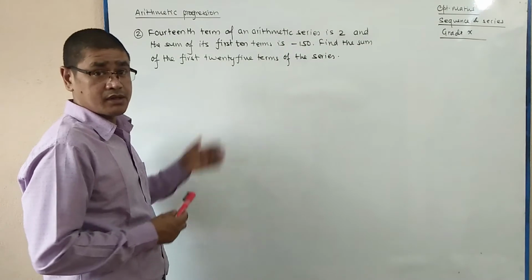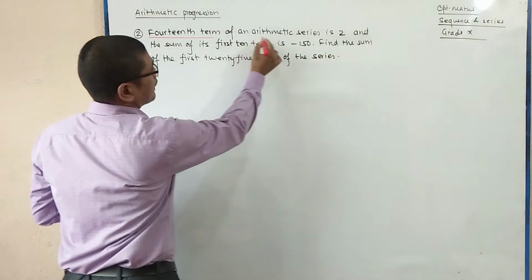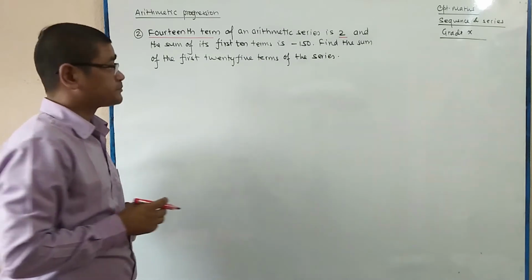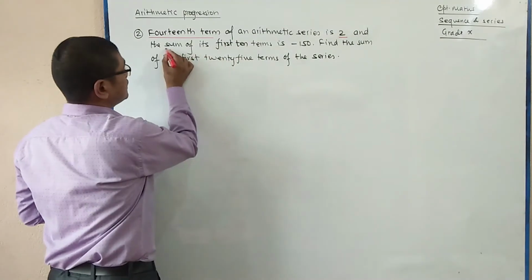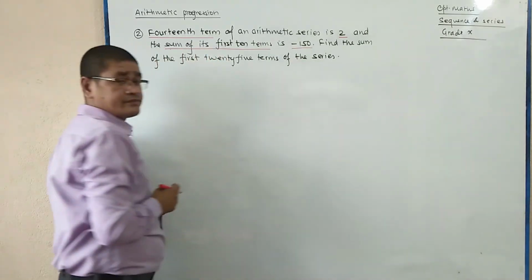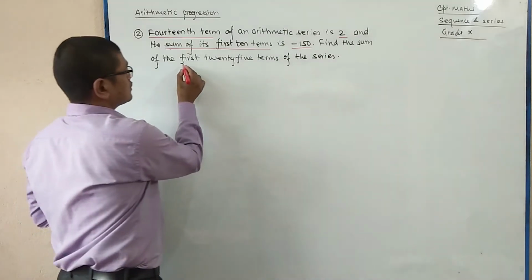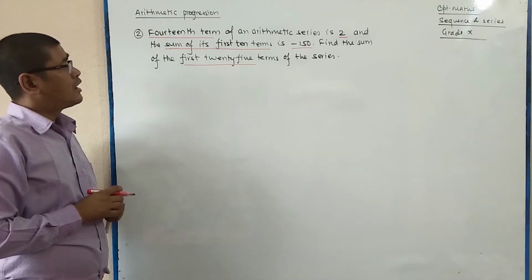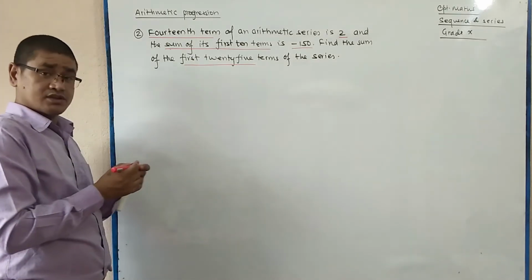Okay, let's see this problem. The 14th term of an arithmetic series is 2, which means T14 is provided. And the sum of its first 10 terms is given, so there are two conditions. Find the sum of the first 25 terms. Okay, now let's go ahead.